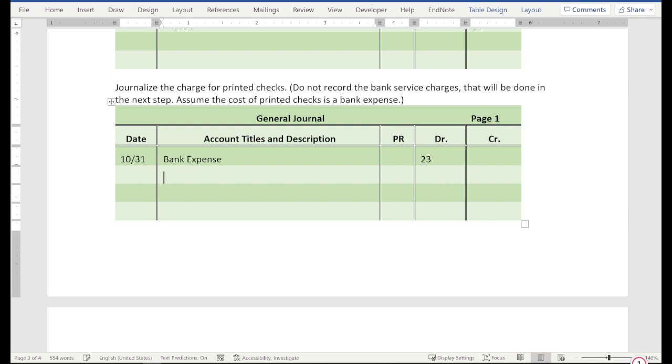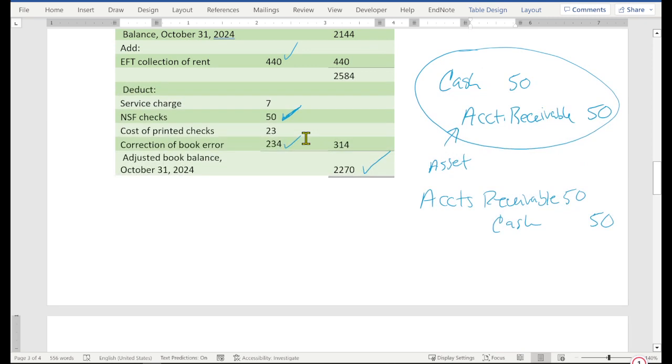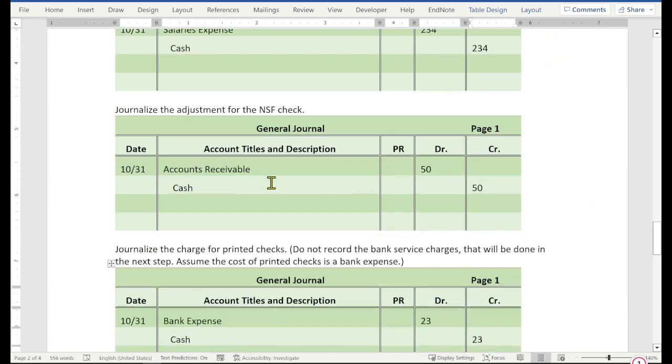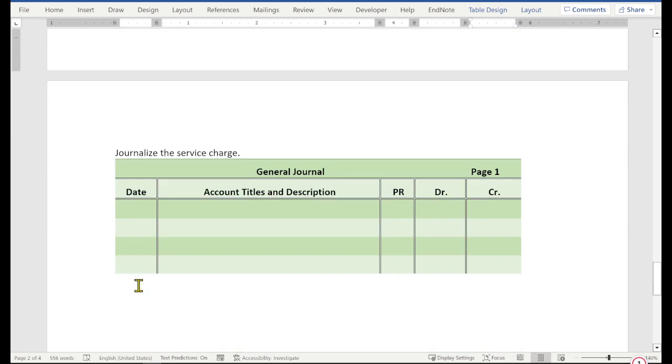So the first one was for $23, so we'll decrease. Let's go back up there and show you that real quick. And then the other one was for $7. So we can see we're doing the $23 one now. And then the other service charge is another bank expense. Both of them will be bank expenses. That's the 23. And then this one down here, same thing for $7 instead.